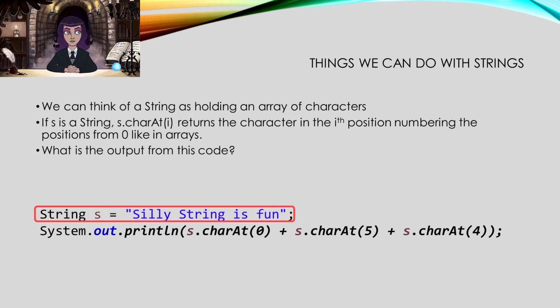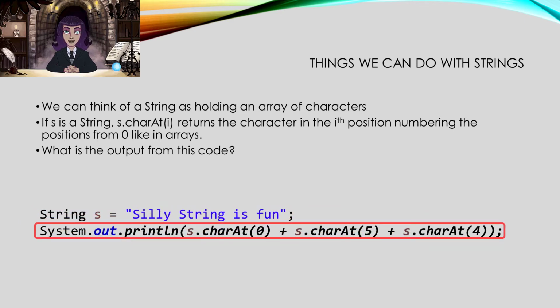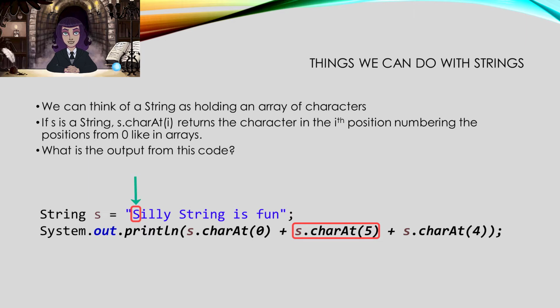Yep. This line declares a variable named s that can hold a string and gives it the string "silly string is fun". This line is going to print some stuff out. When it asks s.charAt(0), that method will return the character in the 0th position, which is equal to capital S. s.charAt(5) returns the character in position 5, which is 0, 1, 2, 3, 4, 5, a blank. s.charAt(4) will return the character y that is in position 4. So the output will be capital S, space, y.